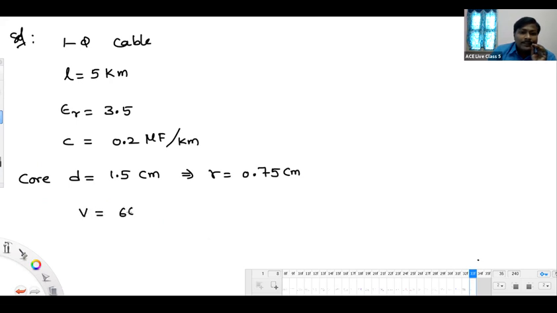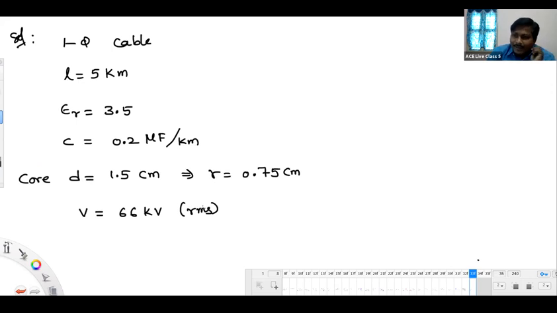Operating voltage is 66 kV. Is it an RMS value or a peak value? Generally, whatever operating voltage or rated voltage they give in the data, it will be RMS only. Definitely it will be RMS.